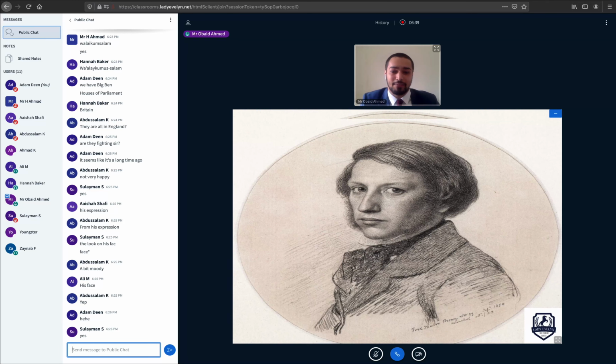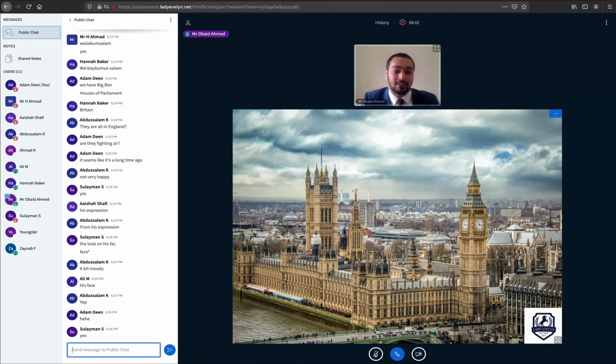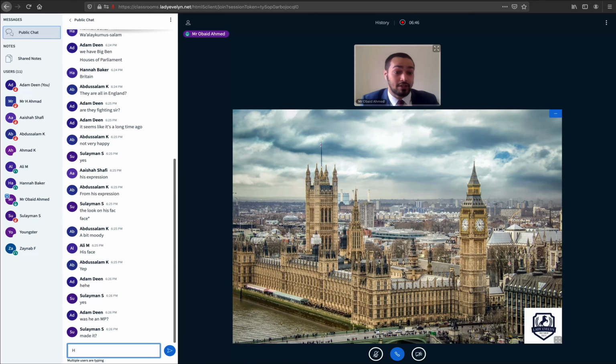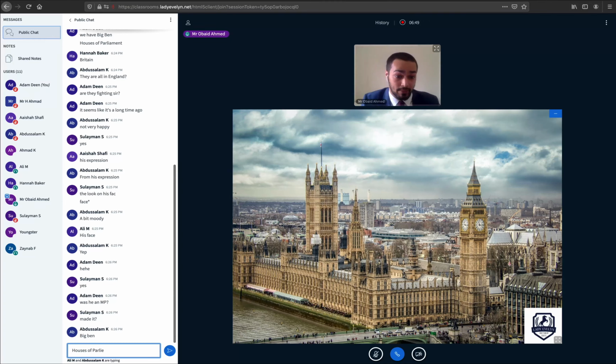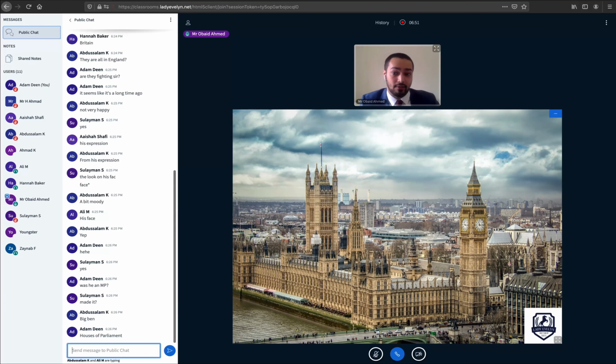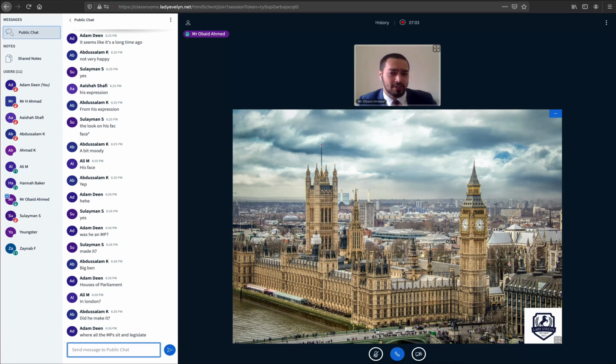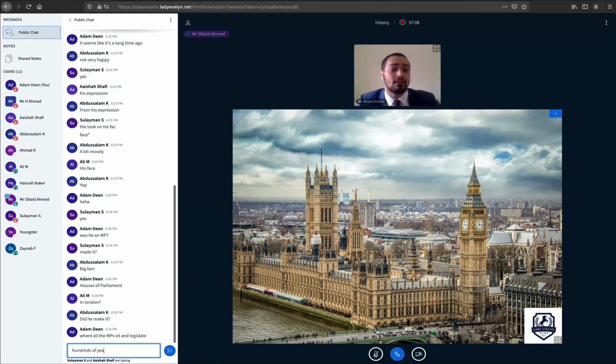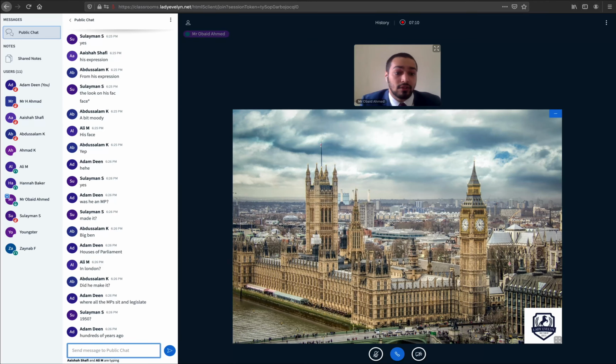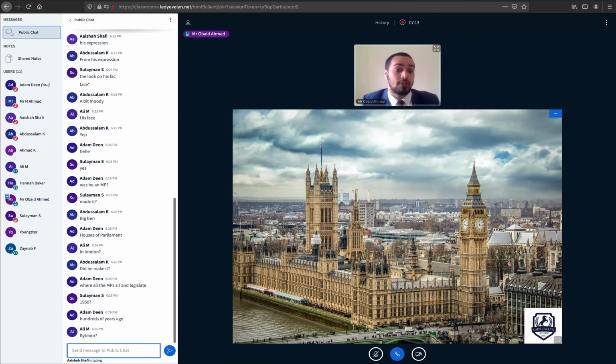And what's the link between this man and this historical building? Does anyone know what this is? I'm sure many of you might have passed through it. Big Ben, absolutely. You can see Big Ben. And did he make it? Very close. It's in London. Can you put a guess on when you think it was first made? Does anyone know? So this is Westminster Palace. Hundreds of years ago.